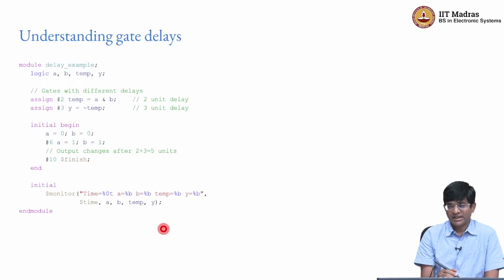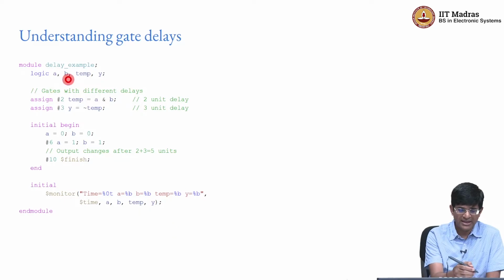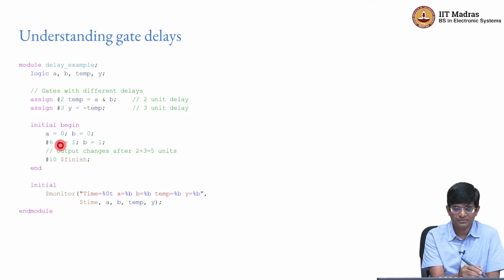Now, timing diagrams are just one part of the visualization. What we need to do is to actually go in there and understand gate delays themselves, right? And this example that I have over here is essentially something that shows gates with different delays, right? What we have over here is effectively an AND gate but with a 2 unit delay. I then have something which takes the output of that temp, whatever was computed out here, and with a 3 unit delay it assigns a value y, okay.